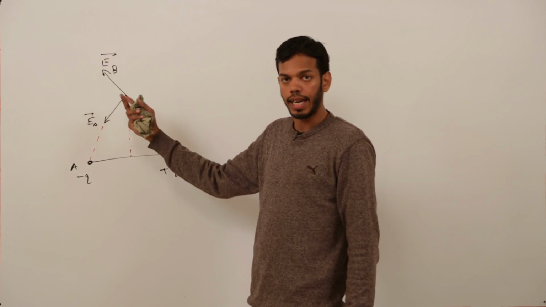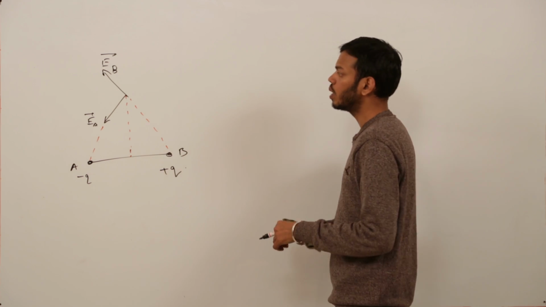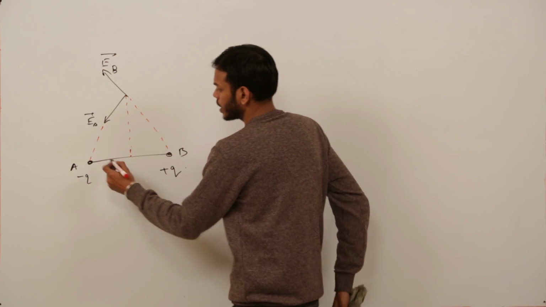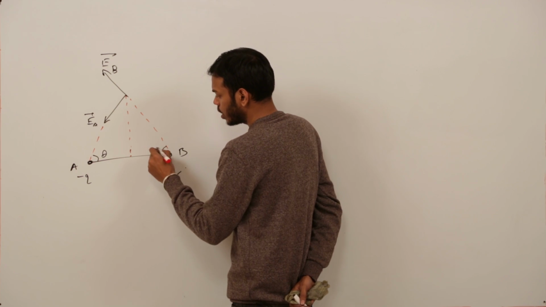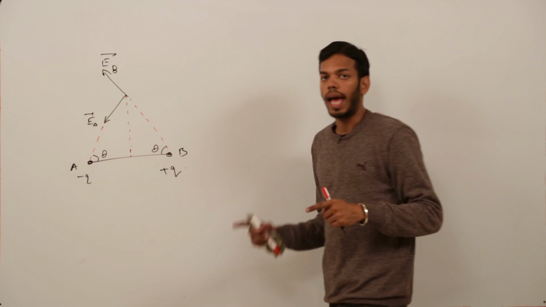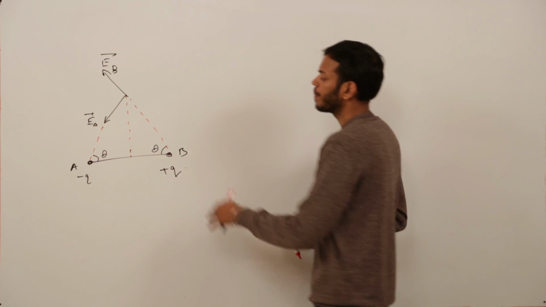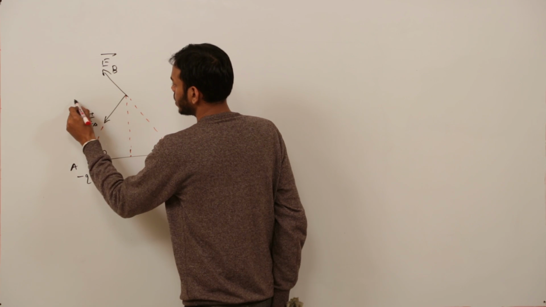I want to find the net electric field due to this dipole. What should I do? I'll make the components. Let's say this angle is theta. This angle would also be theta, because angles opposite to equal sides are equal. These are theta.